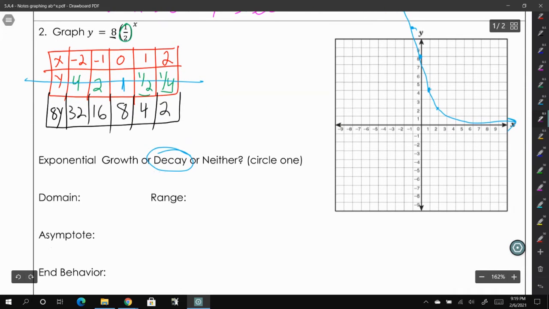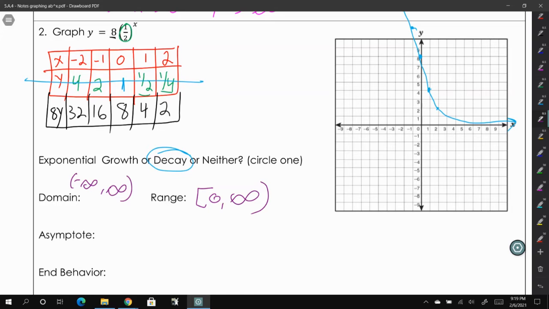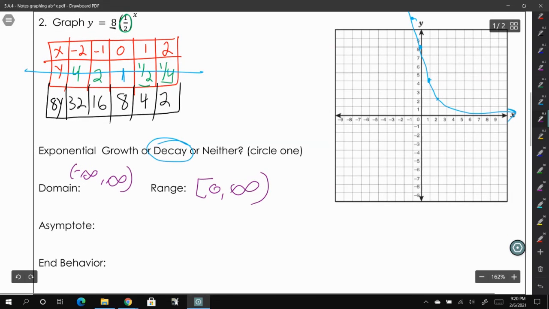Domain, -infinity, infinity. Our range, the y values get closer and closer to 0, but they go all the way, the y values go all the way to infinity. The asymptote is y equals 0.